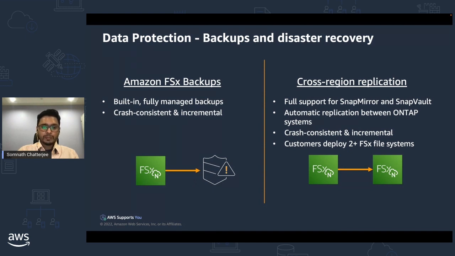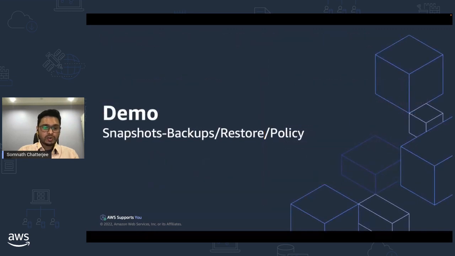We also fully support replication capabilities that NetApp provides, which are SnapMirror and SnapVault. Basically, these features allow you to take two ONTAP systems and set up automatic replication from one to the other. One of the most common use cases for this that we see in AWS is cross-region replication. You can configure automatic cross-region replication with FSx by just spinning up two FSx file systems in different regions, that could be on opposite ends of the world, and setting up automatic replication from one to the other. Now let us proceed to a demo where I will go over the backup and restore capabilities of ONTAP.